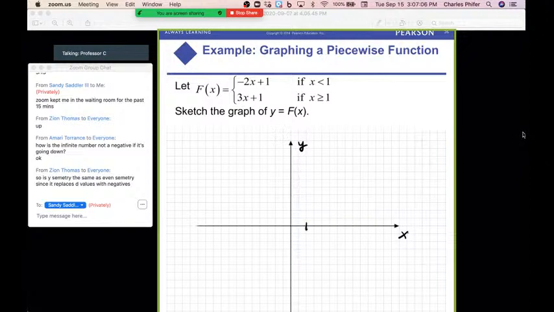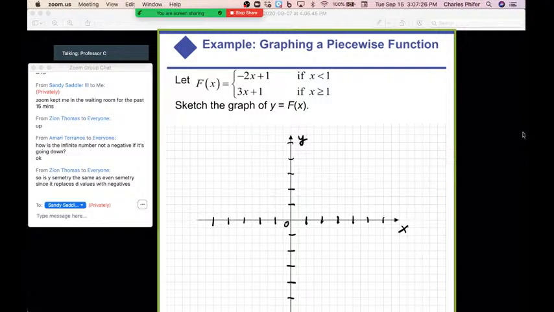Let's go 1, 2, 3, 4, 5, 6. 1, 2, 3, 4, 5. That's enough. This is going to be the origin. 1, 2, 3, 4, 5, 6, 5, -5.